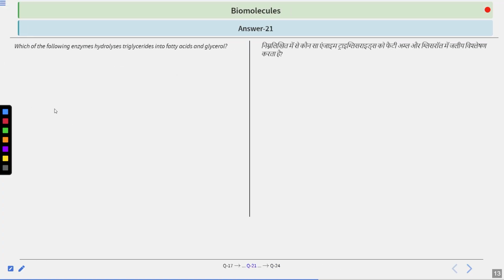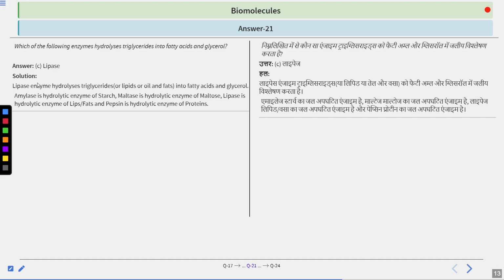The correct answer for the given question is option C, that is lipase. Lipase enzyme hydrolyzes triglycerides or lipids or oils and fats into fatty acids and glycerol. Amylase is hydrolytic enzyme of starch. Maltase is hydrolytic enzyme of maltose. Lipase is hydrolytic enzyme of lipids, fats, and pepsin is hydrolytic enzyme of protein. So, the lipase enzyme hydrolyzes our triglycerides into the fatty acids and glycerol respectively.